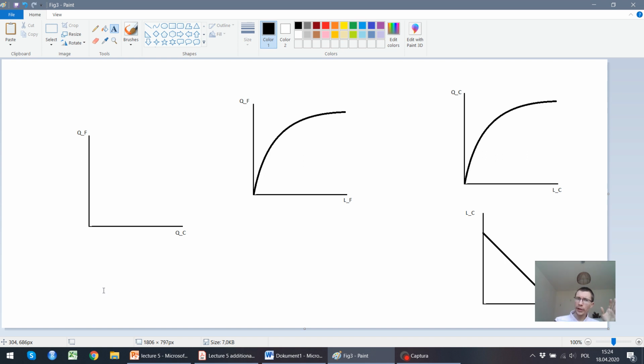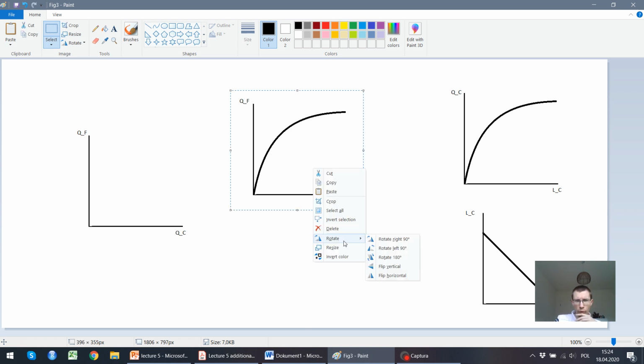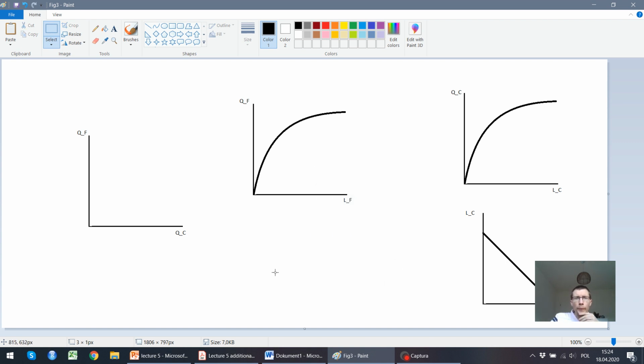As you remember, in the Ricardian model, the production possibility frontier was very simple. It was a straight line because the technology was linear. Now it is not the case. We have decreasing marginal productivities of labor in both sectors, which means we will have a different shape of the production possibility frontier.